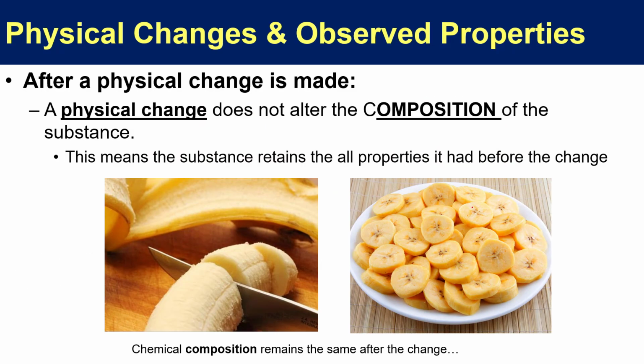So the big takeaway to remember is this: after any physical change is made, you will never alter the composition of the substance, meaning that your substance will be identical to what it was and will retain all the properties that it had before the physical change occurred. The reason it retains all those properties is because the composition stays the same.